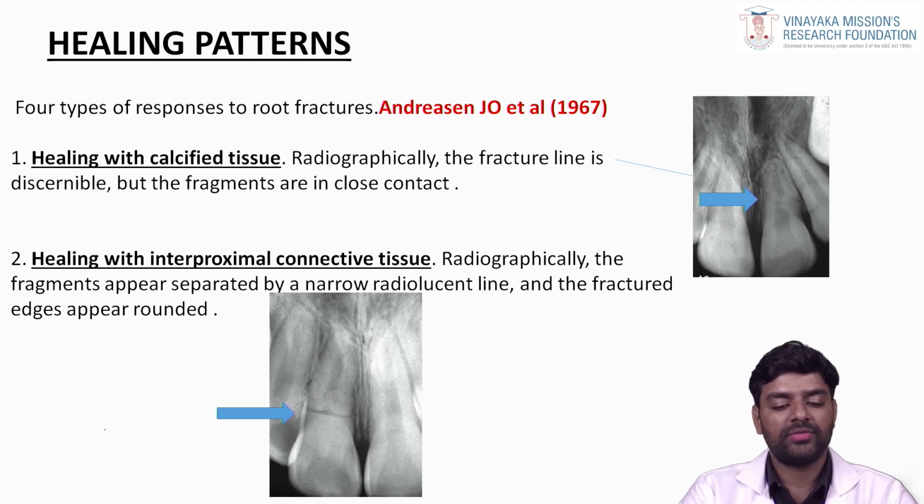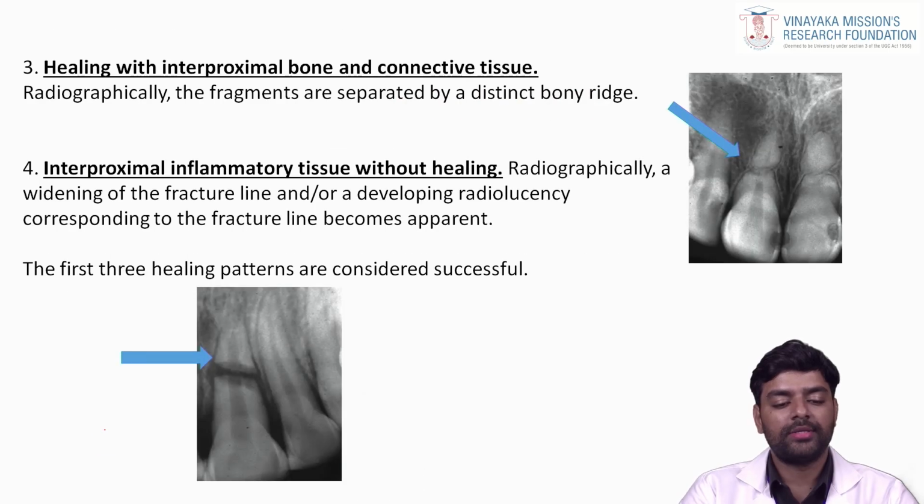One is healing with calcified tissue. Radiographically the fracture line is discernible but the fragments are in close contact. The second one is healing with interproximal connective tissue. Radiographically the fragments appear separated by a narrow radiolucent line and the fractured edges appear rounded. The third one is healing with interproximal bone and connective tissue. Radiographically the fragments are separated by distinct bony ridges.